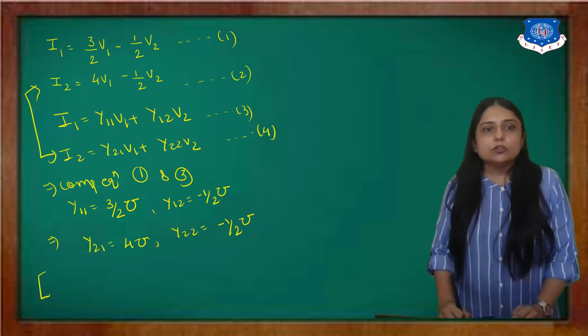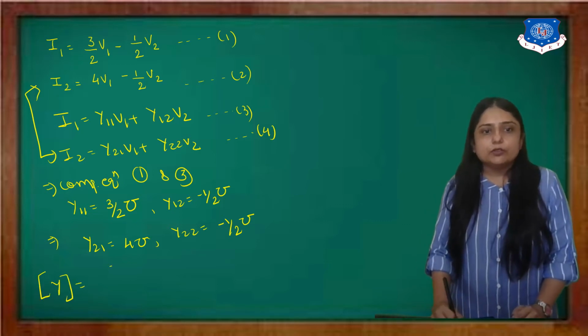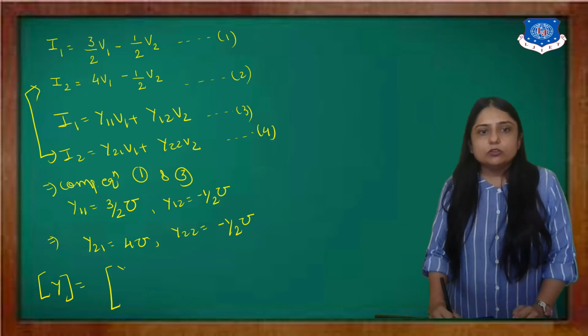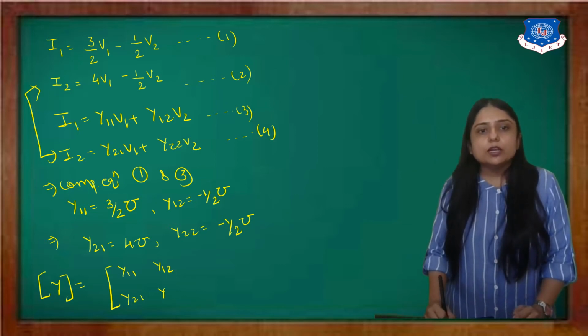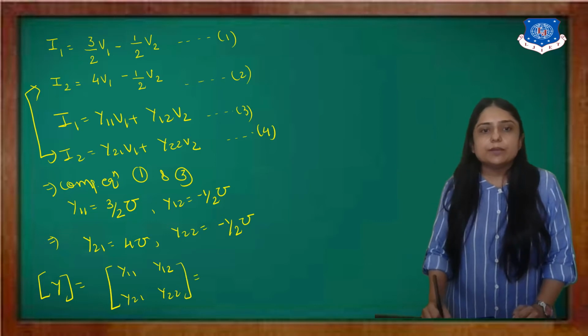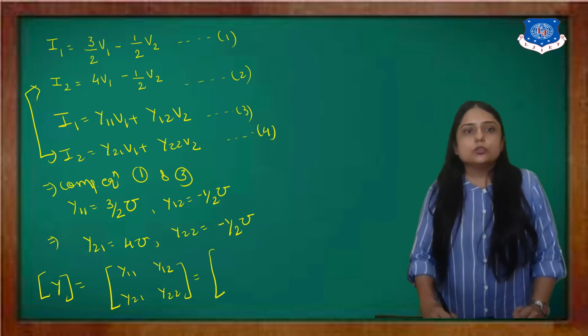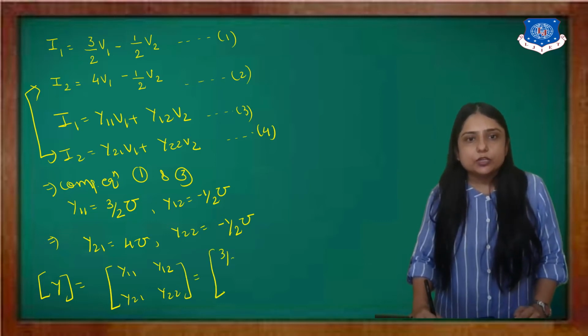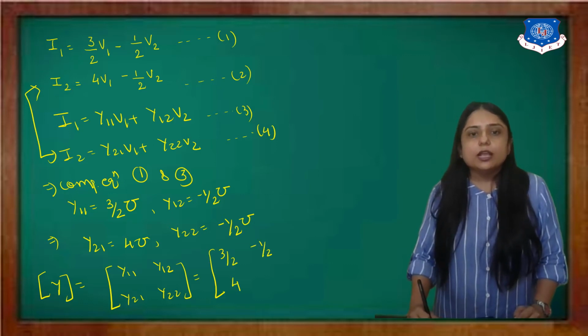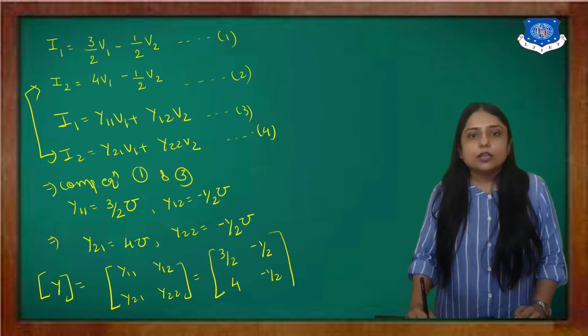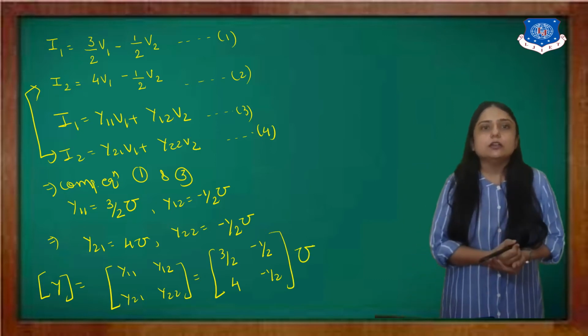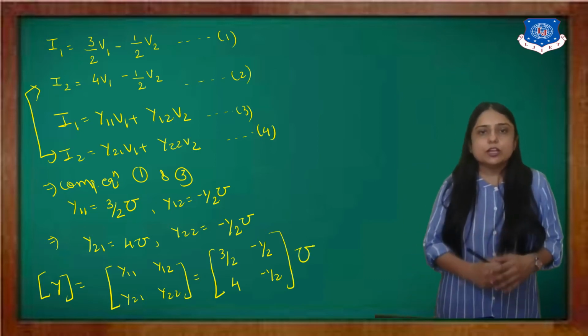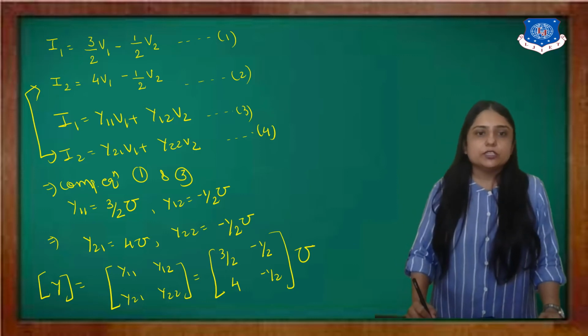Now you just write down the y parameter in the form of matrix. How can we write it? So y11, y12, y21, y22, similar to the z parameter. So the matrix is 3/2, minus 1/2, then 4 and minus 1/2, and the unit is mho. So this is the value of the y parameter for the given circuit diagram.